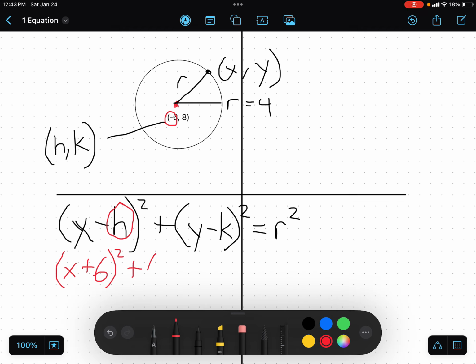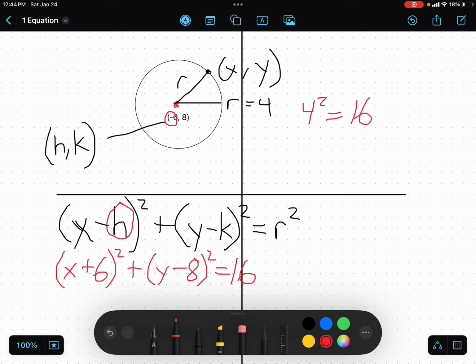We will do our addition and our y. Now we're going to subtract k, which is the y coordinate of the center. In this case, it is 8. And we'll square it. And then we will square our radius. Well, 4 squared is, of course, 16. So we're going to finish off the equation of this circle with 16.